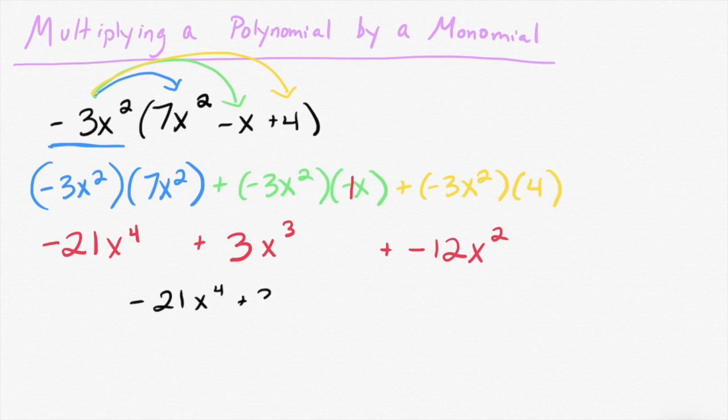Is there anything in this answer that I can combine? Can I combine the negatives? Do I have anything that has the same base and the same degree? No. Now on the end, I had a plus negative 12x squared, but when I wrote my answer, I wrote it as just minus 12x squared. Is that okay? Yes. Sure, plus negative is the same thing as minus. That's fine.